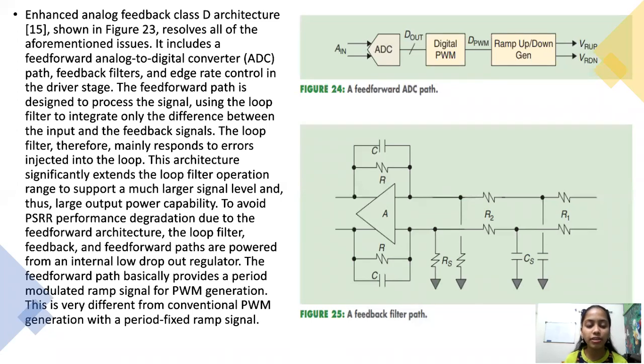This architecture significantly extends the loop filter operation range to support a much larger signal level, and thus large output power capability. To avoid PSRR performance degradation due to the feed-forward architecture, the loop filter, feedback and feed-forward paths are powered from an internal low dropout regulator. The feed-forward path basically provides a period-modulated ramp signal for PWM generation. This is very different from the conventional PWM generation with a period-fixed ramp signal.